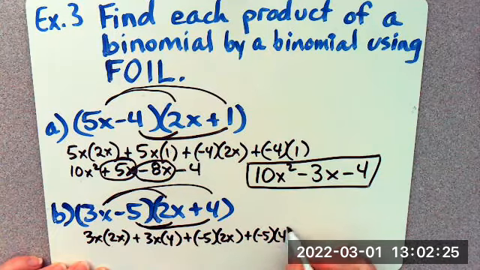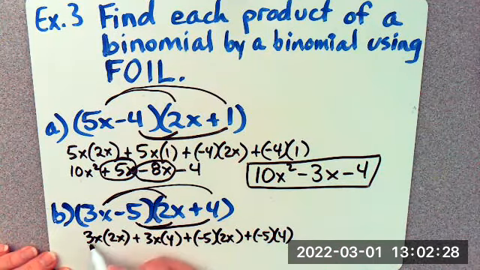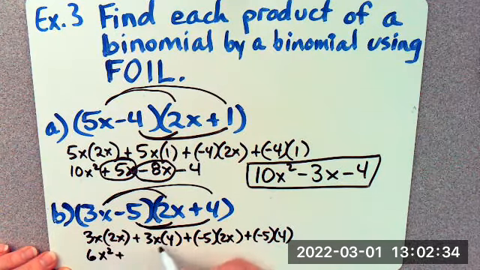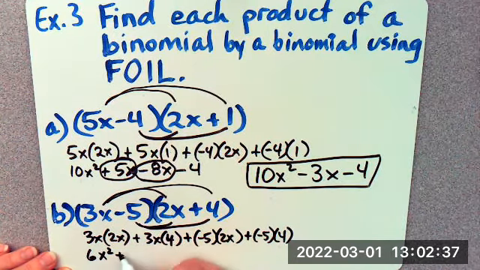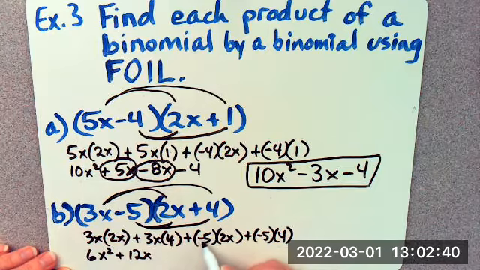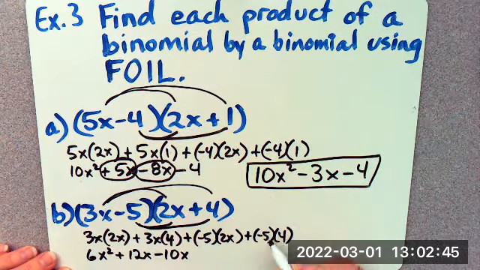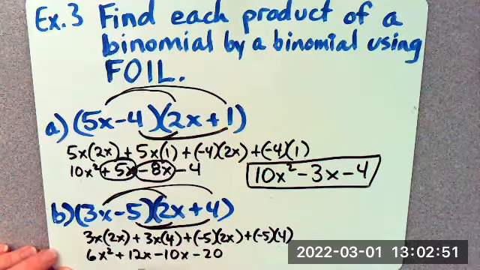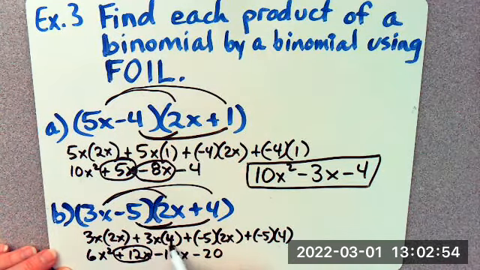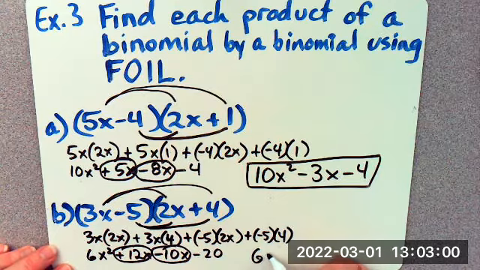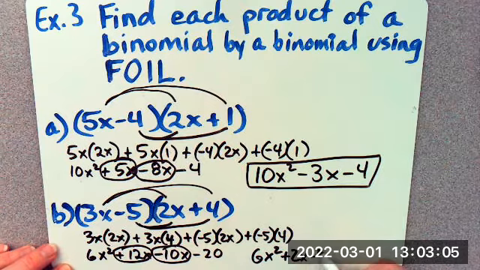So when we multiply this out, we get 3 times 2 is 6, and x times x is x squared, plus 3x times 4 is 12x, and negative 5 times 2 is negative 10, and there's an x, and negative 5 times 4 is negative 20 again. So we have 12x and minus 10x, so those are our like terms. So our answer then will be 6x squared, plus 2x minus 20.